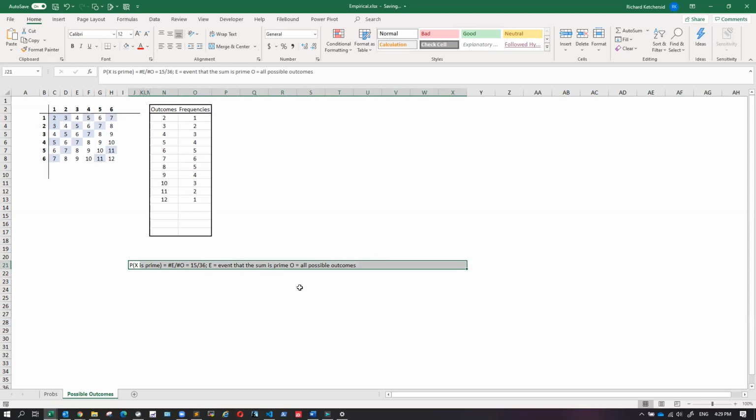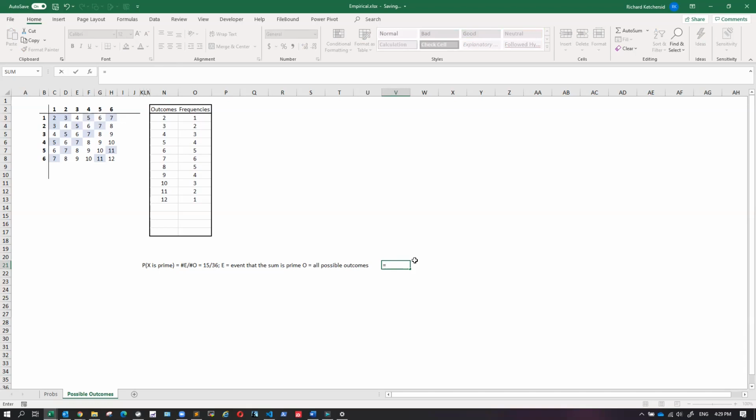Let me unmerge this. Let me try to get this a little bit better. Okay, and then I'm going to come over here and just write that again as a formula. So the probability would be 15 over 36, right? And so the probability is 0.4166, and I guess the sixes go on forever, right? So that's a good approximation.